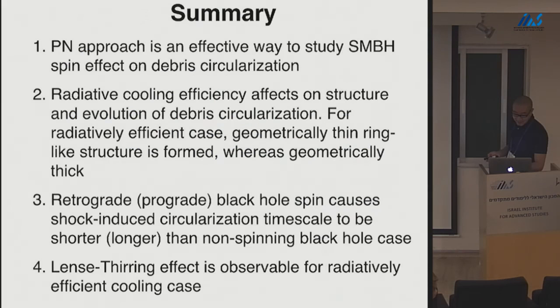Okay, summary. The post-Newtonian approach is an effective way to study the supermassive black hole spin effect on debris circularization. And the radiative cooling efficiency affects the structure and evolution of debris circularization. Okay, so that's all. Thank you.